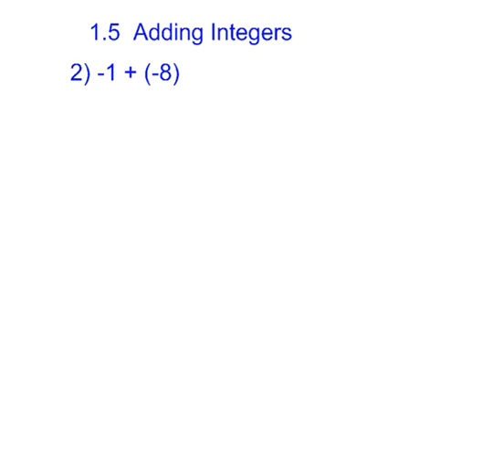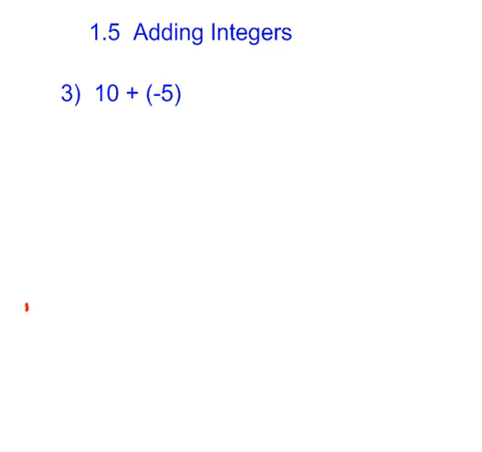Problem number 2. Now we've got a negative 1 and a negative 8. These would both be red cards. If they're both red, we add them together. 1 plus 8 is 9. And because both of them are negative, the answer is negative 9.